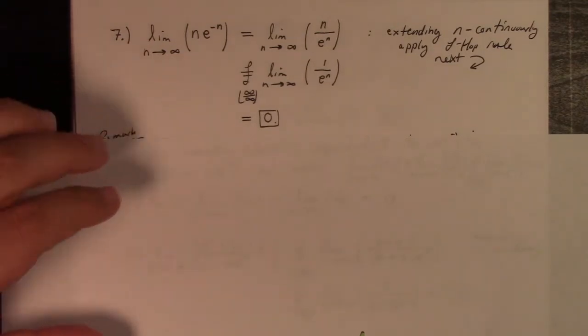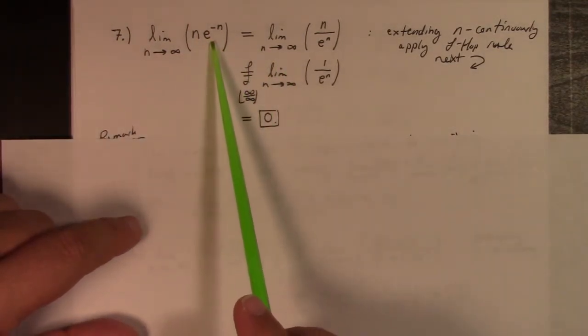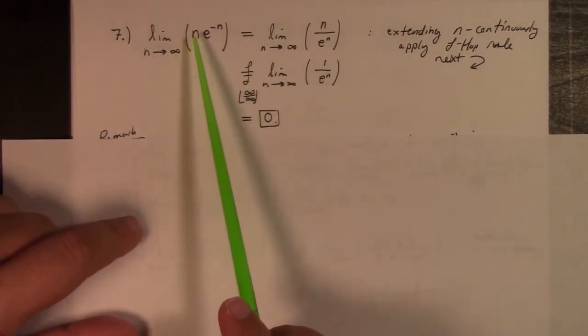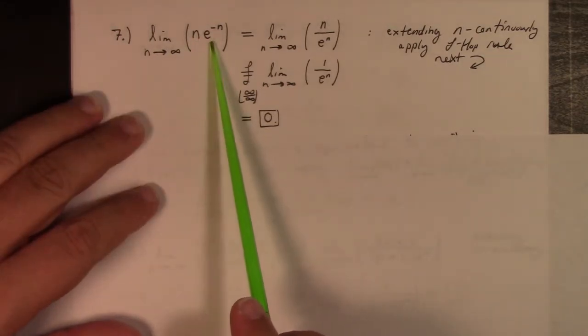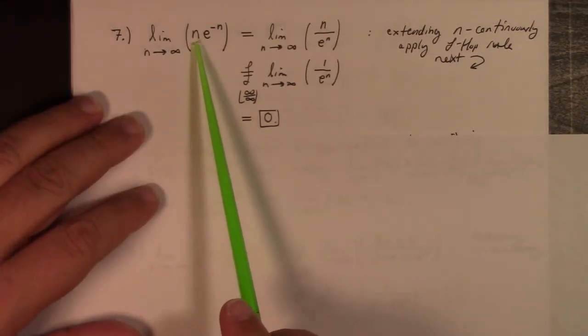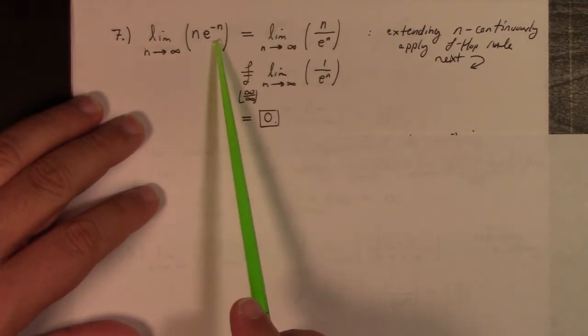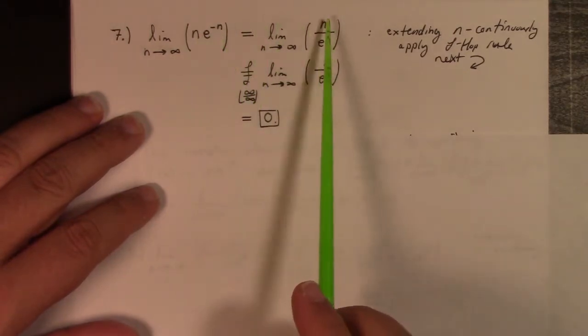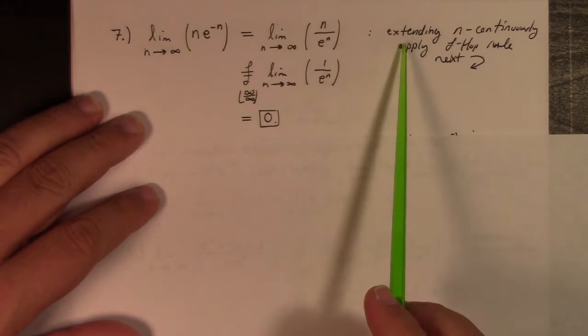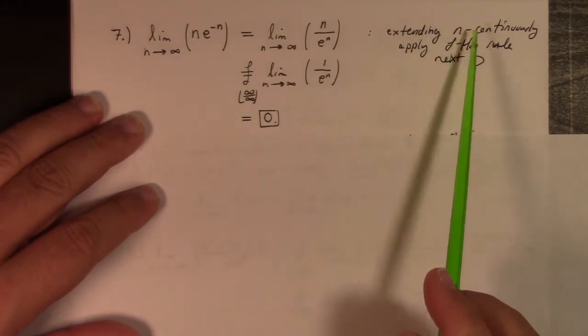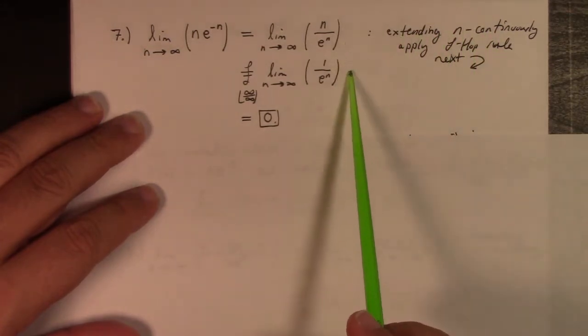Example 7 here. Limit as n goes to infinity of n e to the minus n. So as n goes to infinity, that goes to infinity, that goes to 0. So that's an indeterminate form, infinity times 0. I can rewrite that as n over e to the n. And then, like I said over here, extending n continuously, we can apply L'Hopital's rule next.